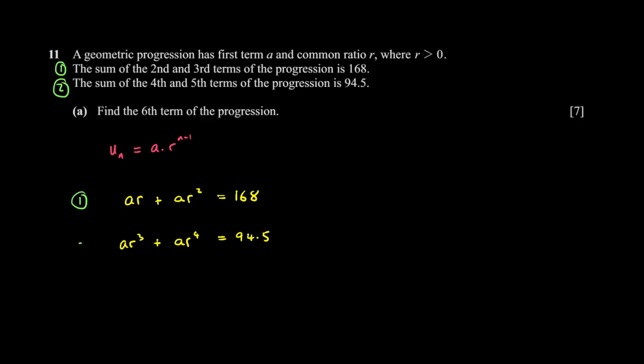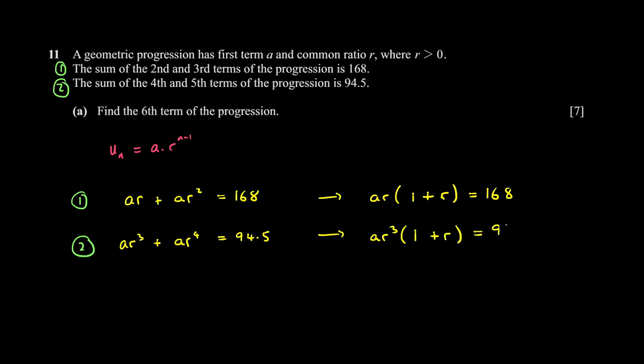So what have we got here? We have got two equations, and we've got two unknowns. So this is simultaneous equations. So we want to try to be as clever as we can about this, because otherwise the algebra is going to be very long and very complicated. So what I suggest you do is factorize out ar from both expressions. So we've got ar bracket 1 plus r is equal to 168. And then from the second equation, let's factorize out ar cubed, I think. Then we'll get 1 plus r there.